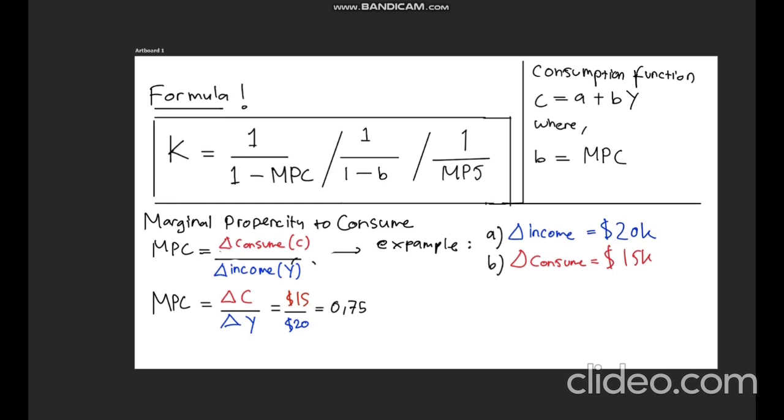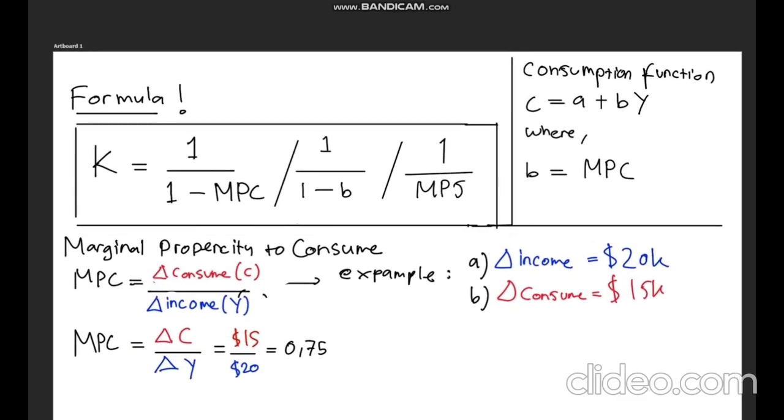Before we start the explanation of the material, we have to know about the consumption function, which we have already studied in the last semester. As you can see here, C = a + bY, where C is the consumption function, a is the basic number when Y equals 0, b is the MPC, and Y is the income.